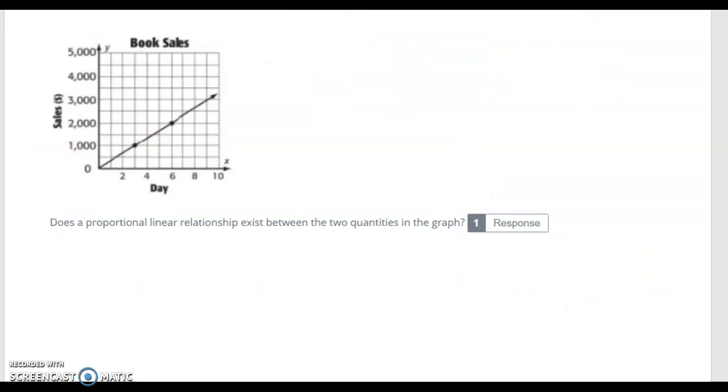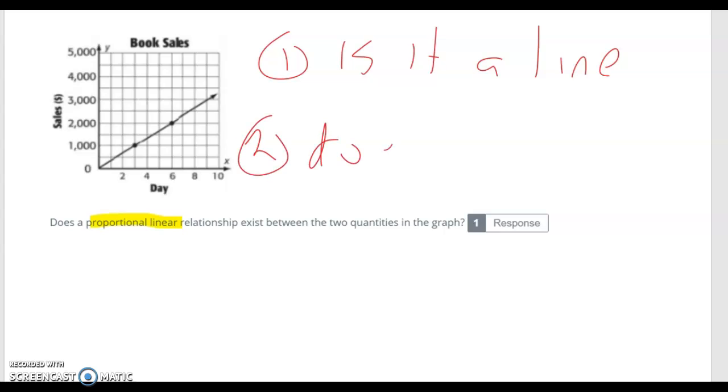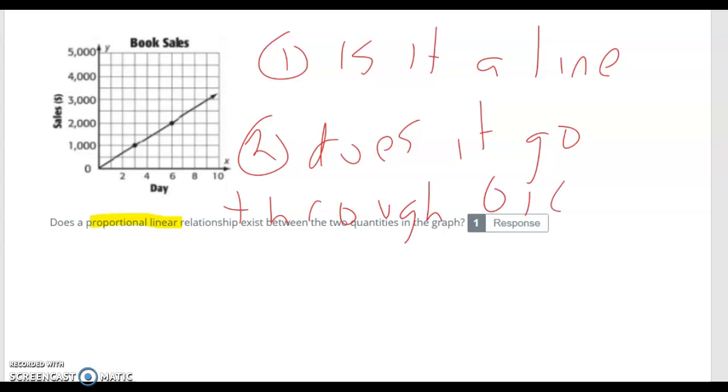Next question, does a proportional linear relationship exist? Trying to do this too fast. The two questions that you have to answer are, is it a line? And two, does it go through 0, 0? We'll make that a 0.